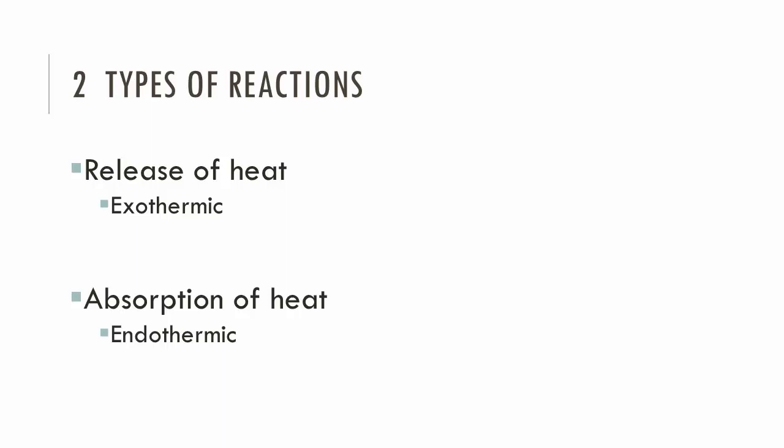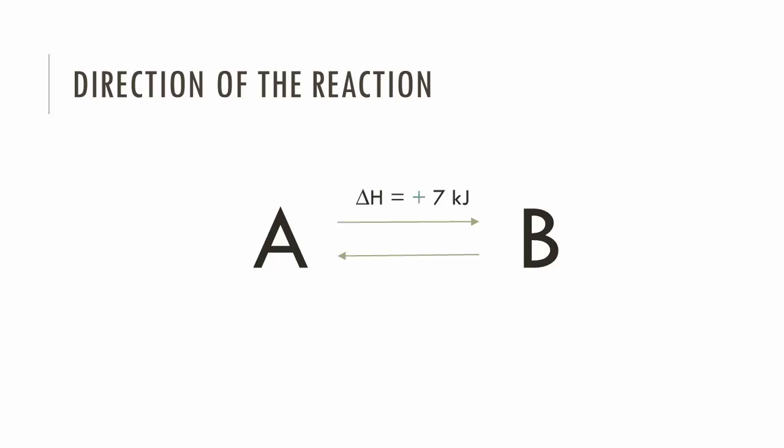The value of delta H, or the heat of reaction, is positive for an endothermic reaction and negative for an exothermic reaction. It is also important to understand that reactions can happen in the forward direction, from A to B, or in the inverse direction, from B to A. For example, if reaction A to B has delta H of positive 7 kilojoules, it's an endothermic reaction. The inverse reaction, B to A, is therefore exothermic, and its enthalpy of reaction is negative 7 kilojoules.